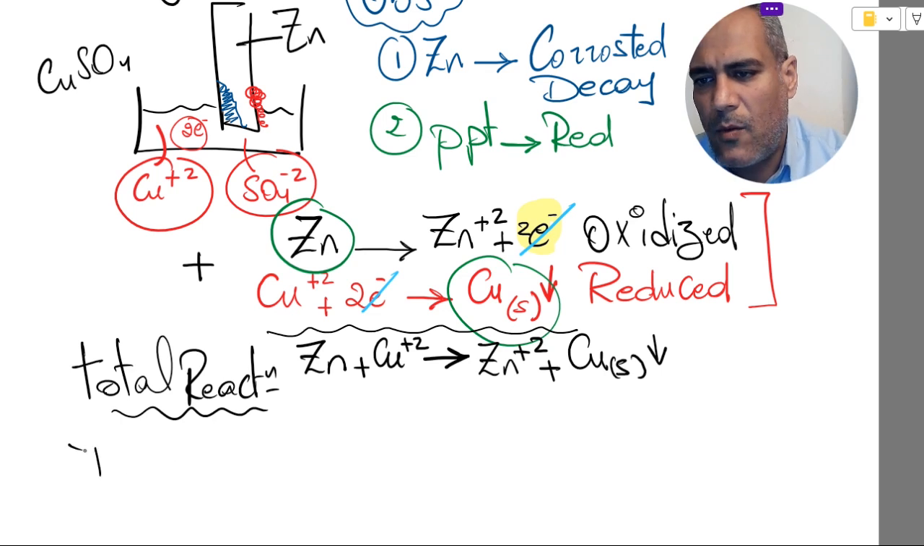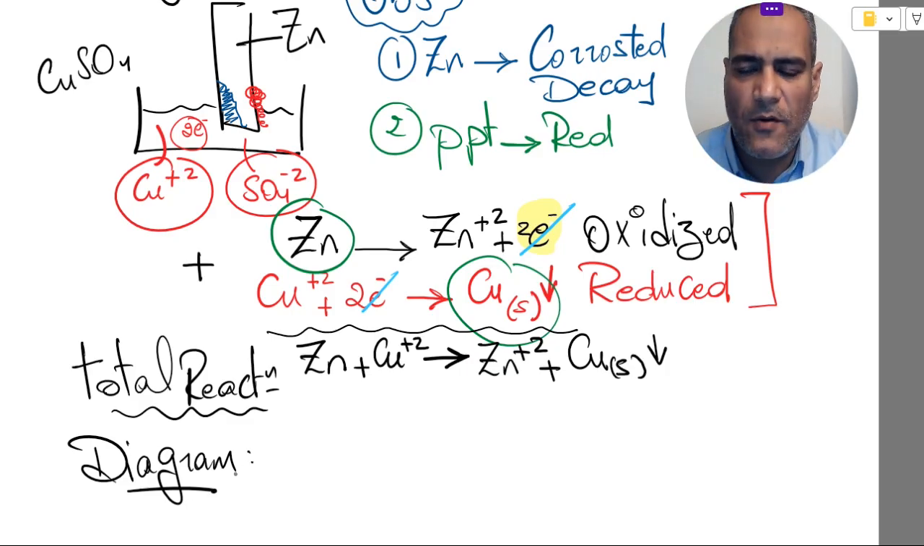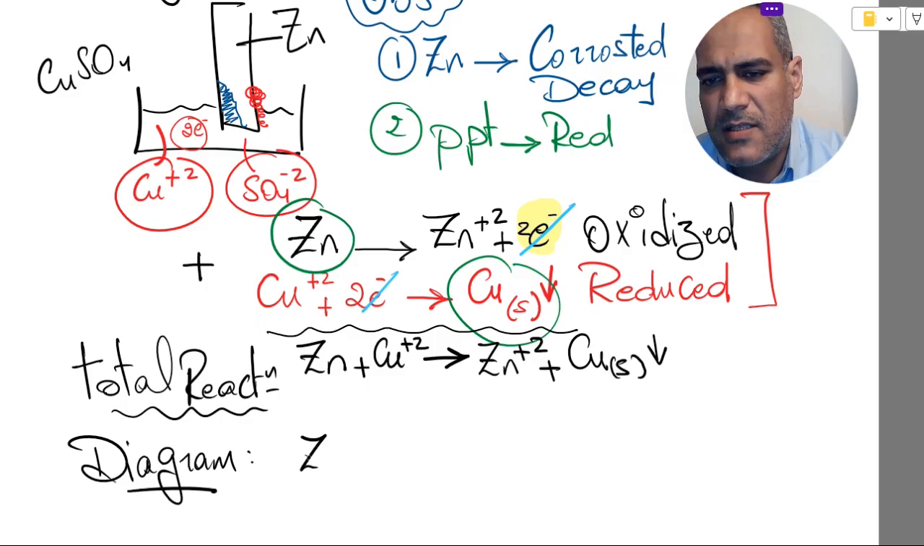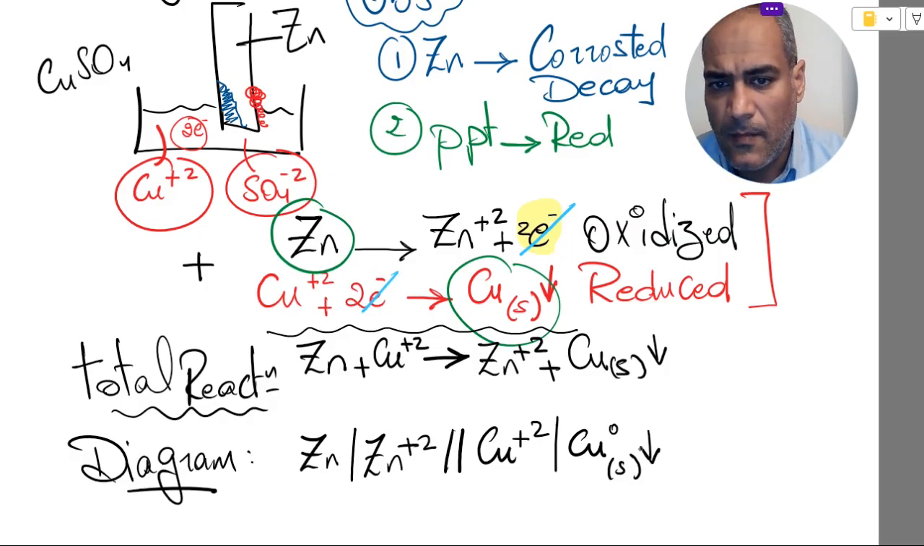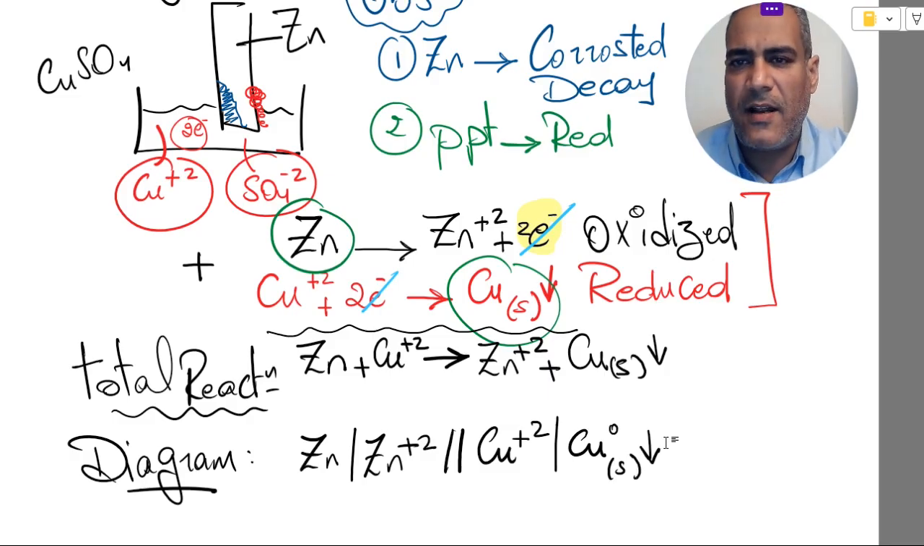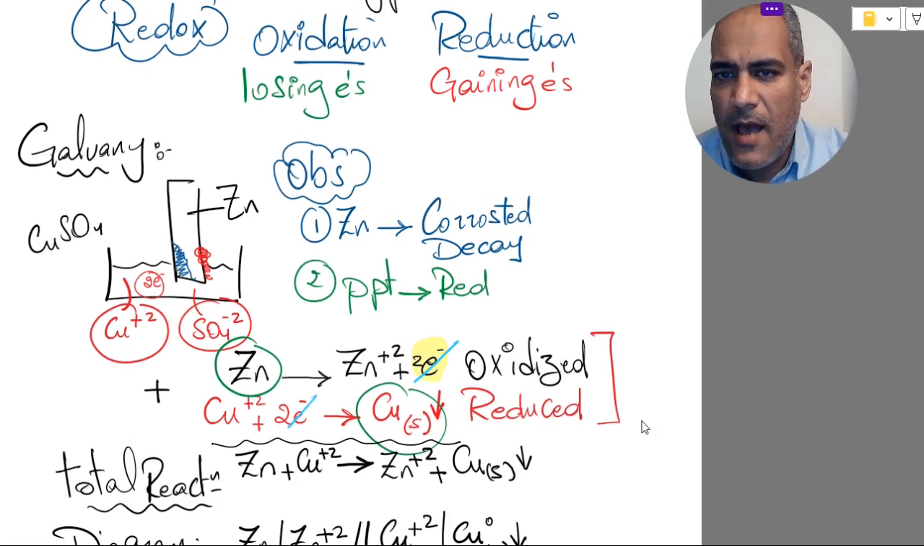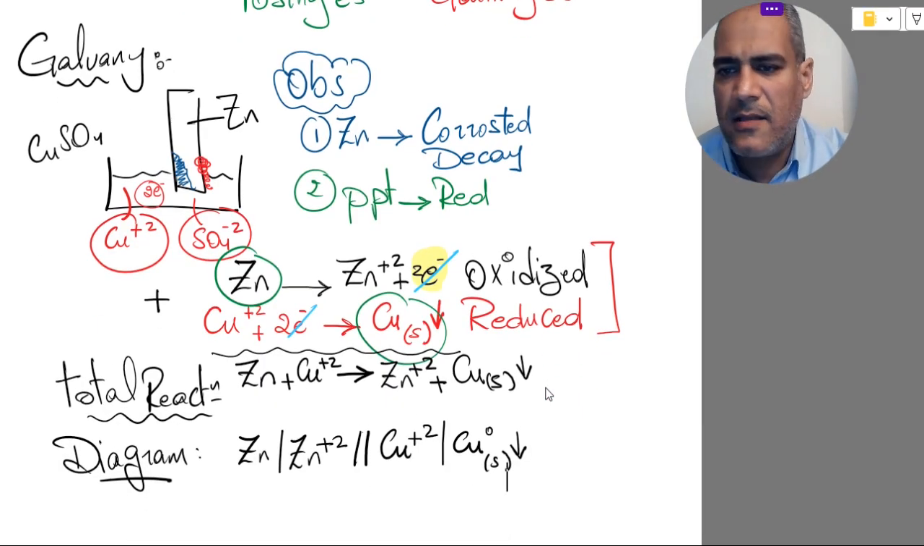So we can make what is called the diagram of the cell, or diagram of this situation. We have the zinc oxidized into zinc positive 2, and then we have the copper, which is reduced to copper 0, or solid copper, which is precipitated on the rod. This is called a simplified galvanic cell. In this galvanic cell, we are explaining how the zinc is oxidized and how the copper is reduced.